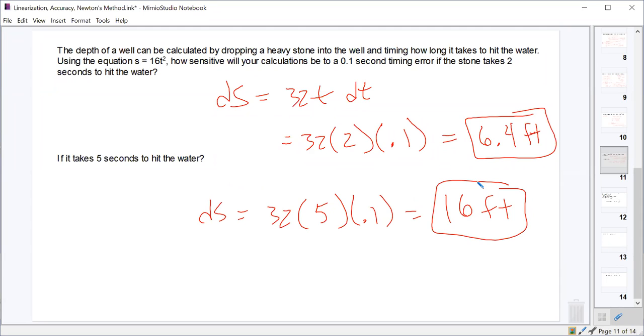So, using tangent lines to approximate, and then using that idea of differentials to approximate how much our error might be with our calculations, because sometimes our calculations might not be perfect. Any questions or issues with any of that?